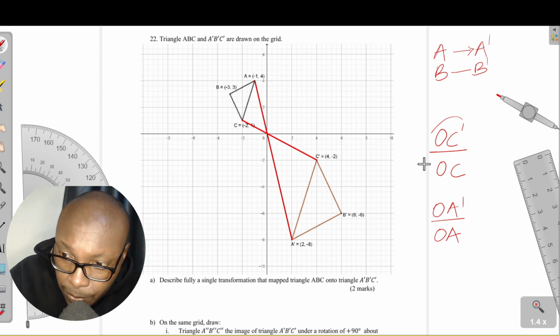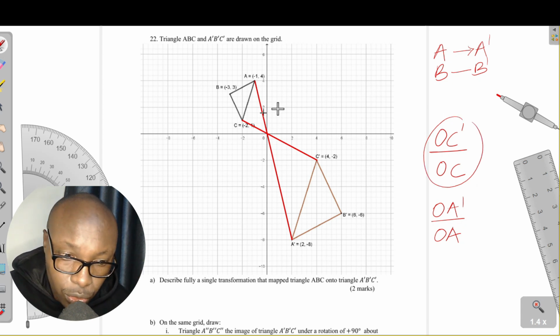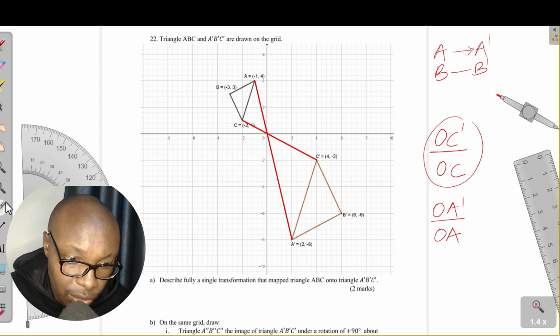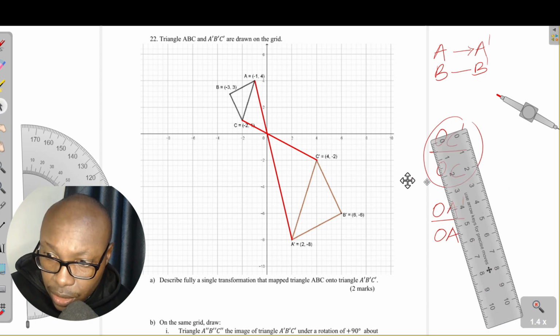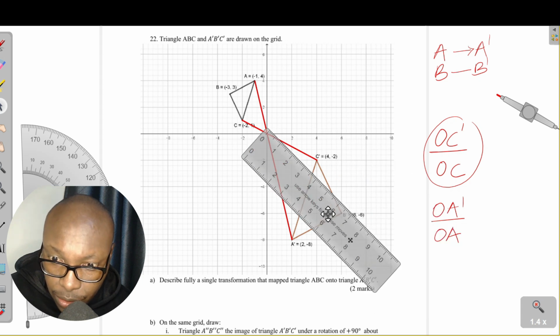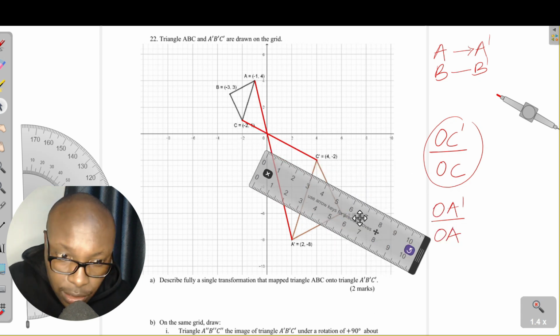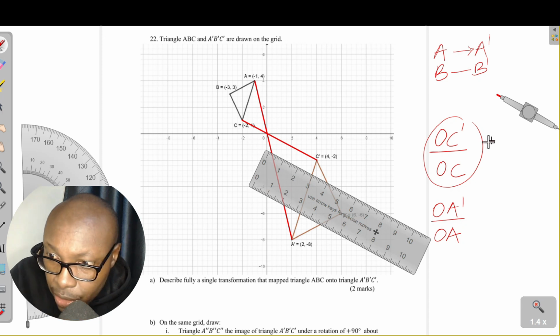So I'll use this distance, O to C prime. That is what I'm going to use. This is the distance from this point to this point. You can take that measurement, and you can use a ruler to do that. So let me take that measurement. I can see that it is 3.4 according to my measurement here.